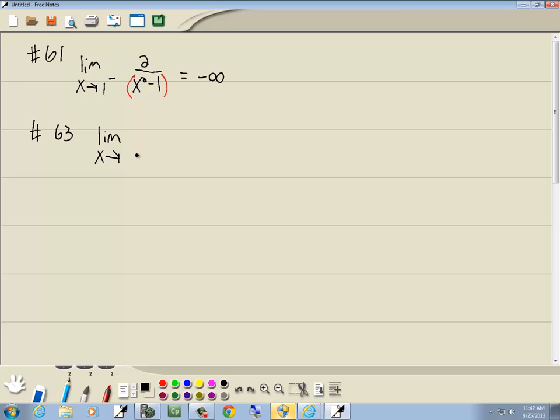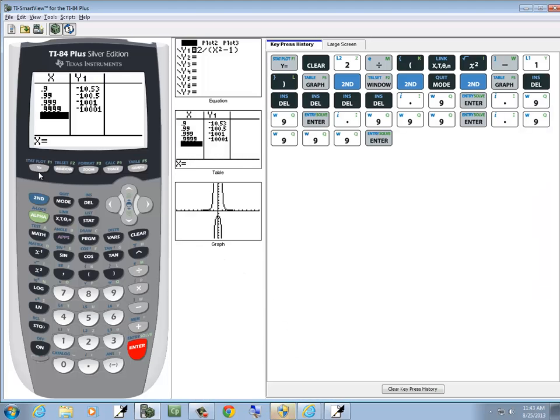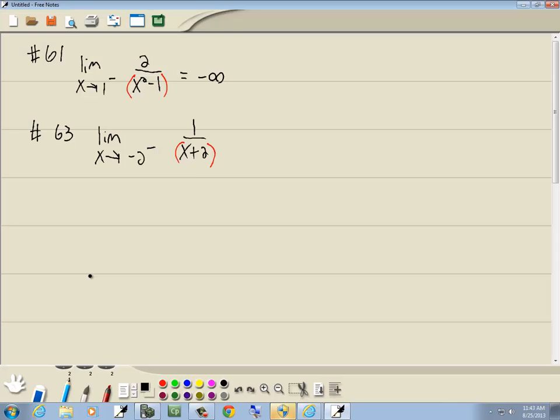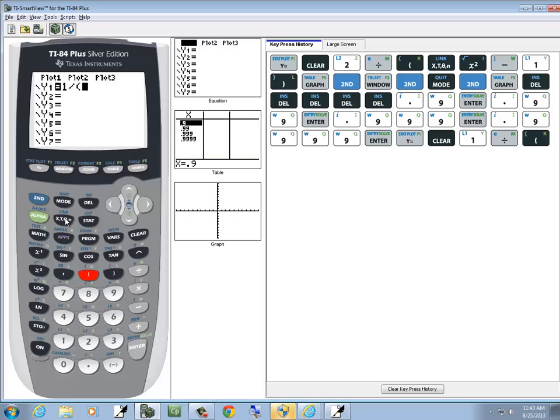Let's see. Limit as x goes to negative 2 from the left-hand side of 1 over x plus 2. Again, if you have more than a single number or a single variable on top or bottom, you have to put parentheses on it. So I'll put parentheses on the x plus 2. And let's go graph this. So press y equals, press clear, 1 divided by beginning parentheses x plus 2, closing parentheses, and then graph.